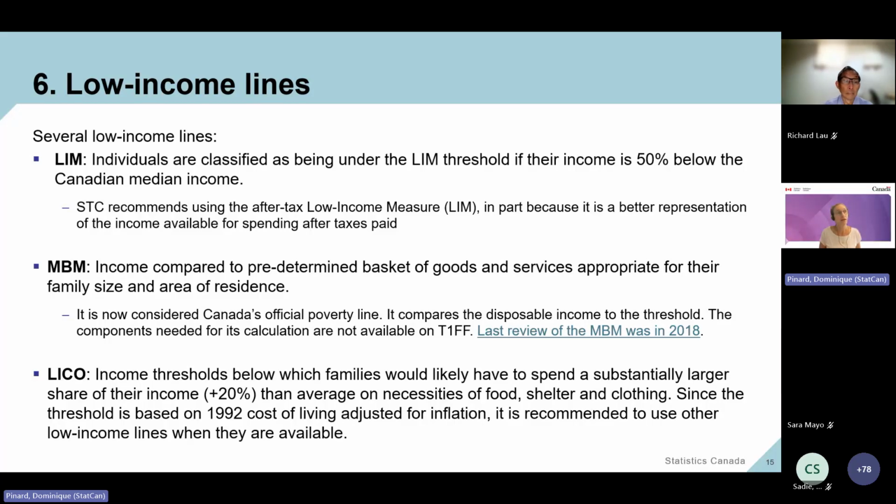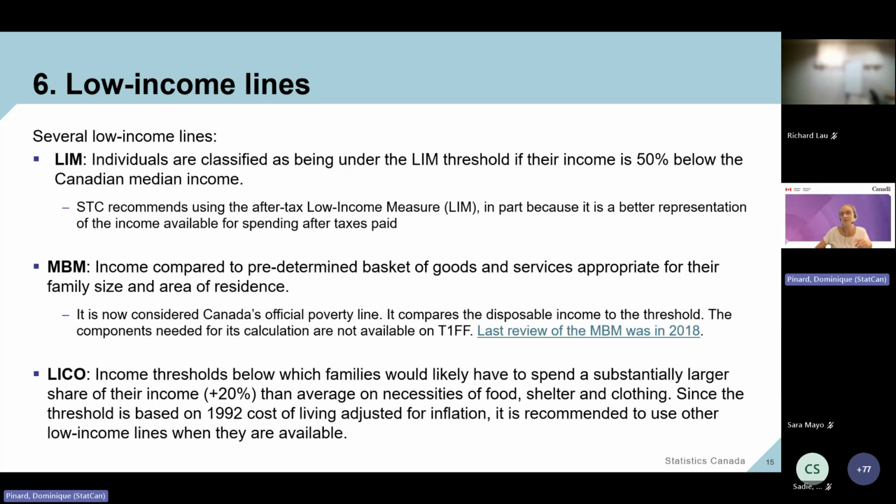A second low income line that I'd like to talk about is the Market Basket Measure, or MBM. The Market Basket Measure is established by comparing disposable income, which is defined by the Canadian Income Survey in collaboration with Employment, oh God, ESDC. I'm probably old here because it might have changed name. It compares disposable income to a predetermined basket of goods and services. So this is the second one.